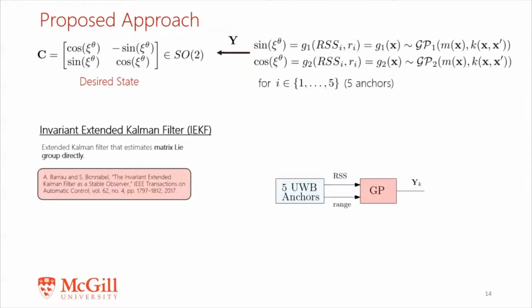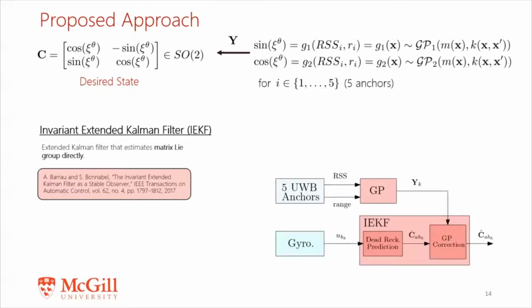In order to improve the performance of this estimate, we use it as a measurement step in an invariant extended Kalman filter, or IEKF. This filter, which is comprehensively presented and proven in the Barreau and Bonnabel paper listed here, is a version of the extended Kalman filter, which allows estimation to be performed directly on matrix Lie groups, which for us means directly on our SO2 state.